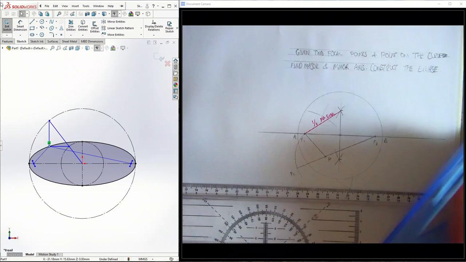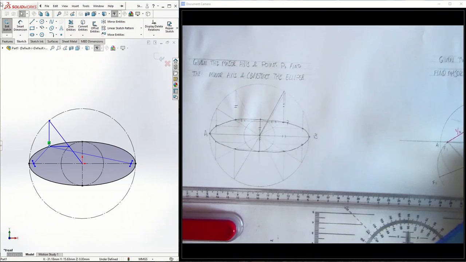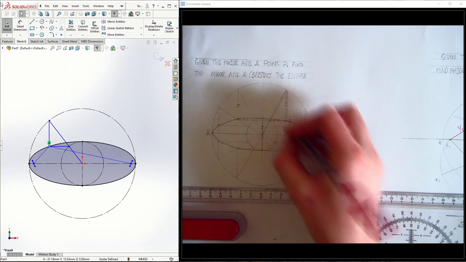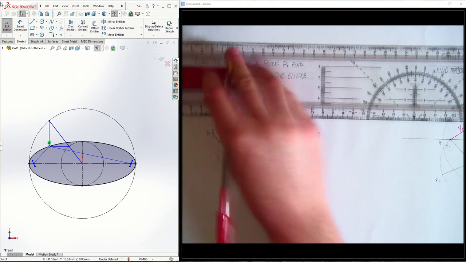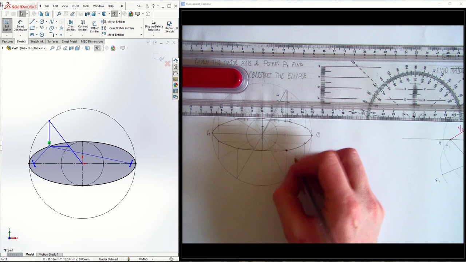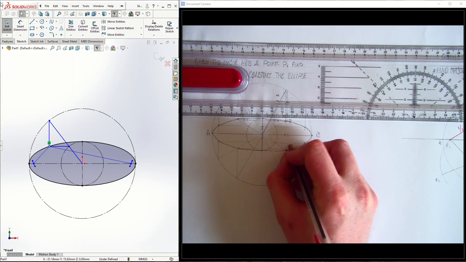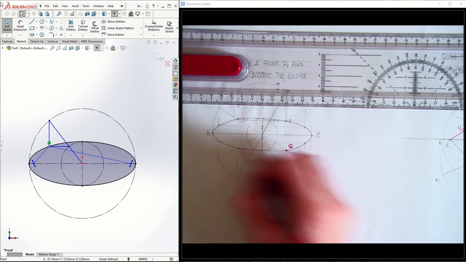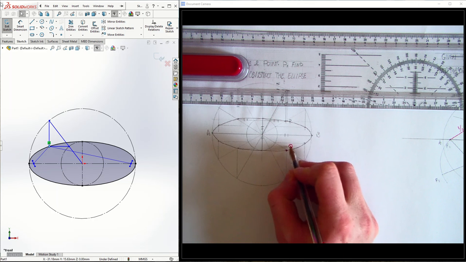Now, the final one I want to look at, so I'll just bring it back to this one here again. What I'm going to do is construct a tangent to the ellipse at a point. So I'll take a different point, this point here, I'll call it point Q. On this ellipse, I want to construct a tangent to the ellipse at the point Q.